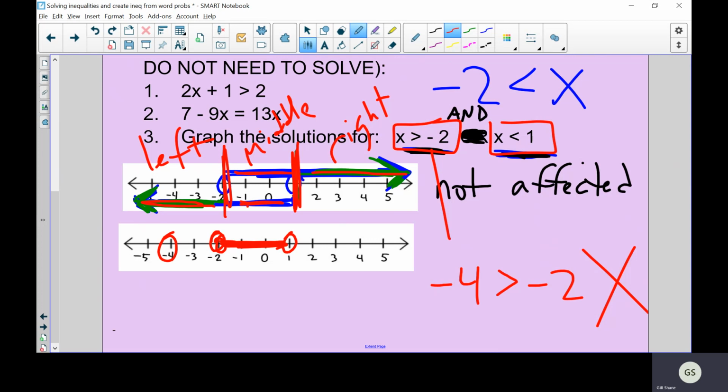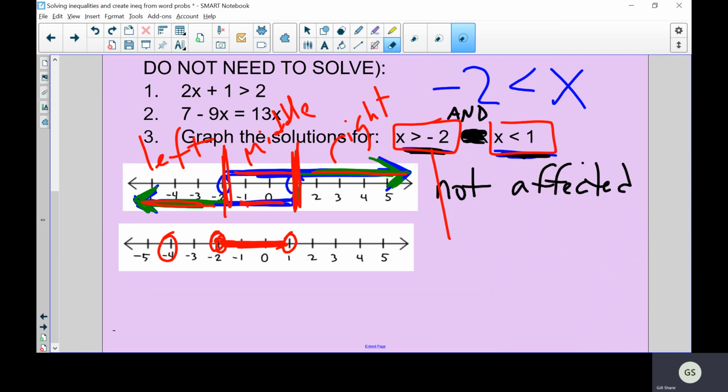Well, now let's look at the middle section. Let's pick a number out of the middle section. All right, we'll just take 0. So I'm doing 0 is greater than -2. Is 0 greater than -2? Well, yeah, 0 is greater than -2, so it worked for that one.